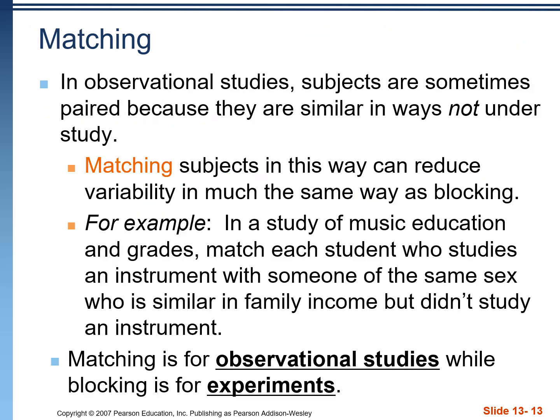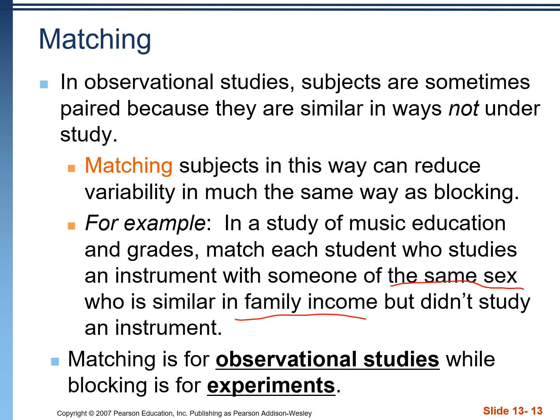Just a few last things to close out this set of notes. In observational studies, sometimes we'll pair subjects with others because they're similar in ways that are not under study. This is called matching, and matching reduces variability in the same way that blocking reduces variability in experiments. As an example, let's say we're studying the relationship between music education and grades. So we're going to match each student who studies an instrument with someone of the same sex and family income, but doesn't study an instrument.